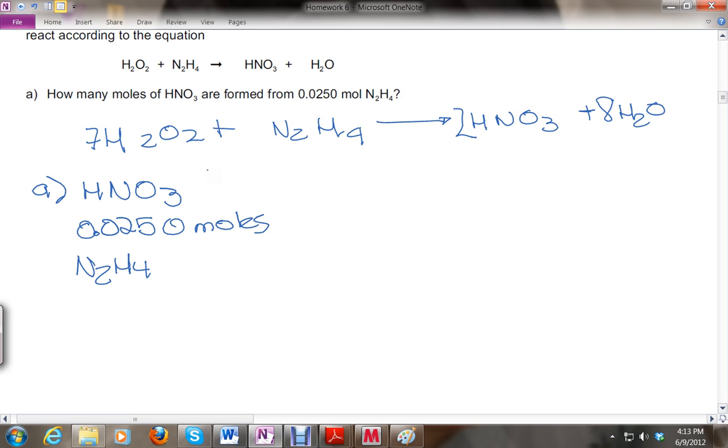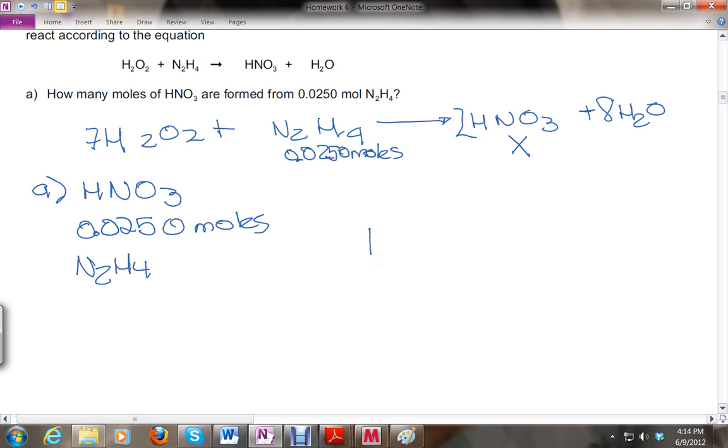So, what do we have to do? We have it already involved. There's not a problem. So let me do my ratio thing, my cross multiplication. What are they giving you? The moles of N2H4, so it's 0.0250 moles. And they're asking for what? For the moles of nitric acid.